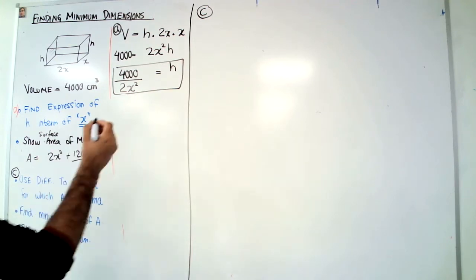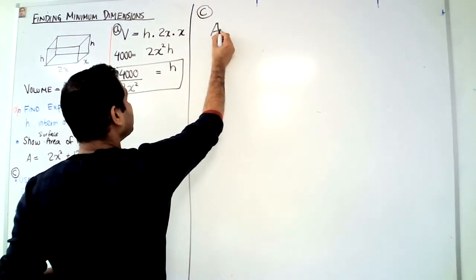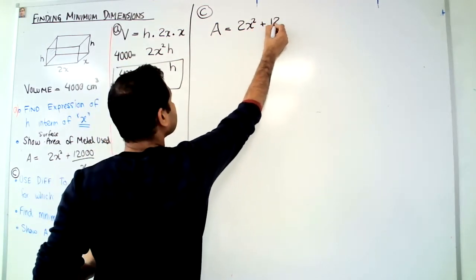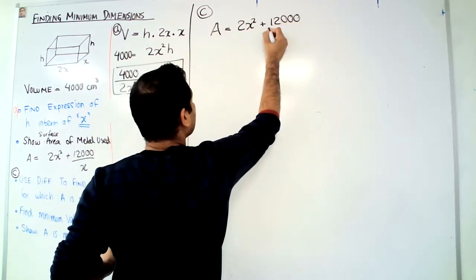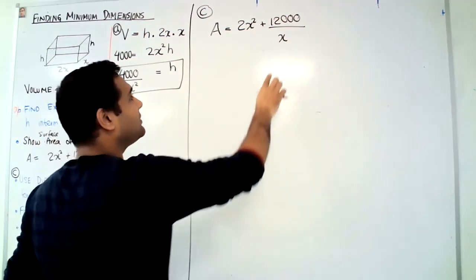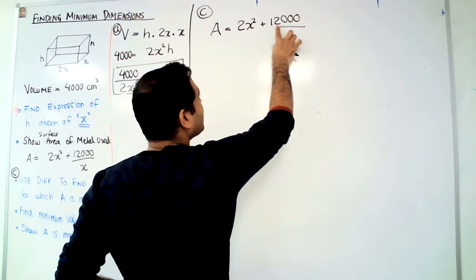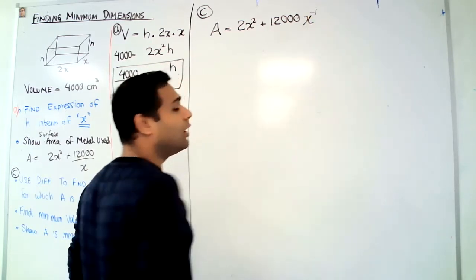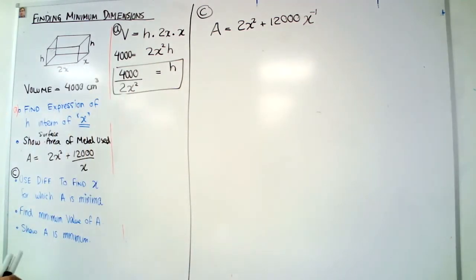So now I have the equation. I'm going to copy the equation. A equals 2x squared plus 12,000 over x. Now this over x, I can write as x to the power minus 1, by the law of indices. When I move it up, it becomes a minus 1. So this is the equation for the area.